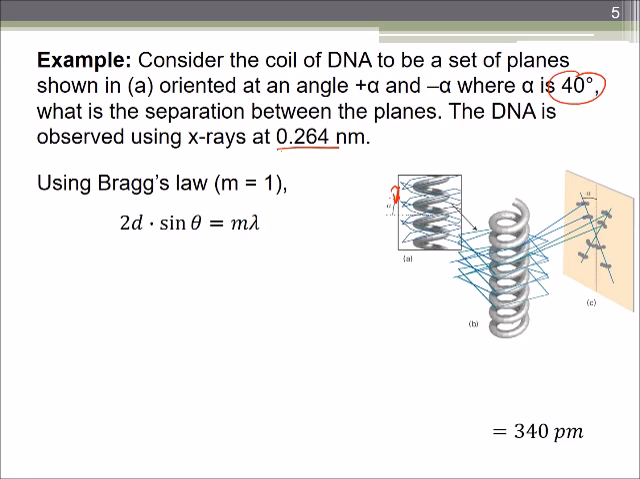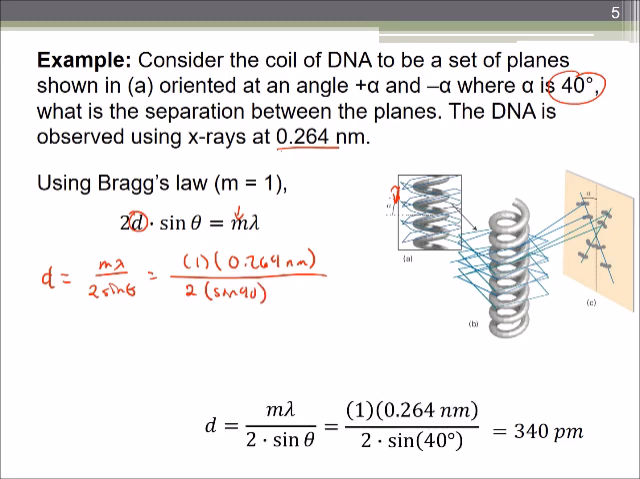So we use the Bragg's law equation and solve for d because we know the angle. We're just going to set m equals 1. So we get d is equal to m lambda over 2 sine theta, which is equal to 1 times lambda, 0.264 nanometers. And I'm just going to leave it in nanometers. And we get 2 times the sine of 40 degrees will then give us 340 picometers. So that will be times 10 to the negative 12th.